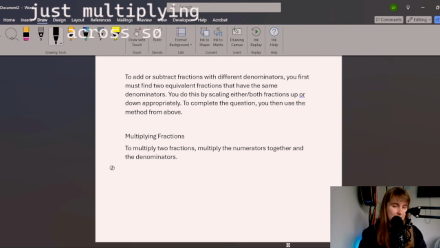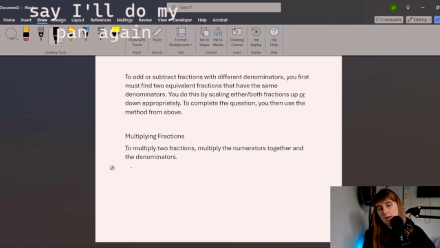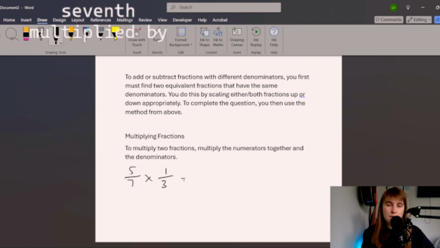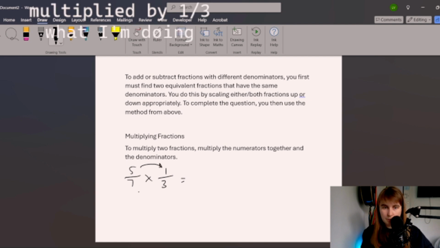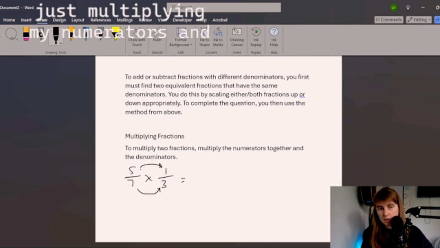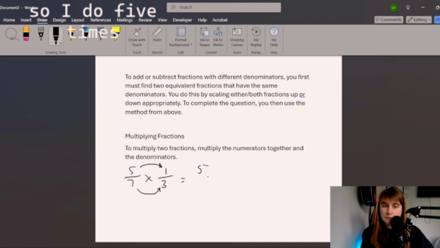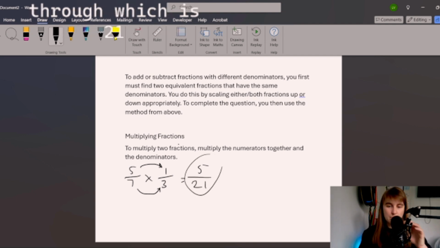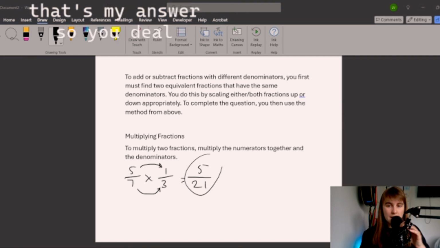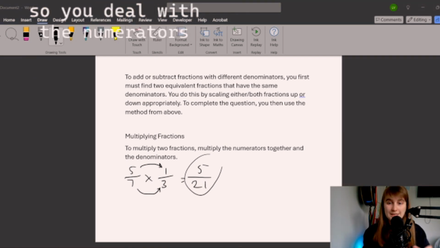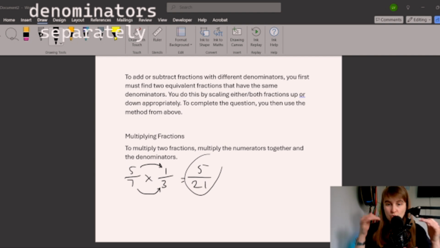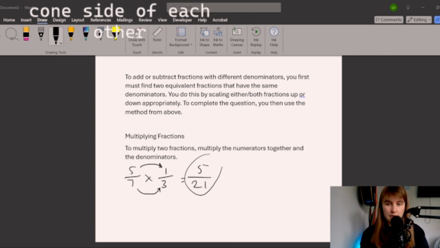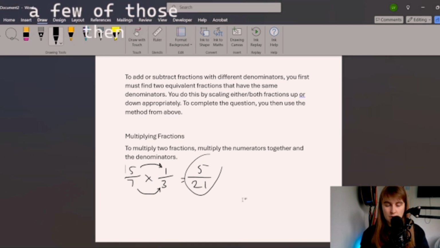So let's say, I'll do this with my pen again. Let's say I have 5/7 multiplied by 1/3. What I'm doing is just multiplying my numerators and my denominators. So I do 5 times 1, which is 5, and 7 times 3, which is 21. And that's it. That's my answer. So you deal with the numerators and the denominators separately and do them one at a time. So they don't kind of coincide with each other. Right, I'm going to give you a few of those then. So let's go on to the next page.